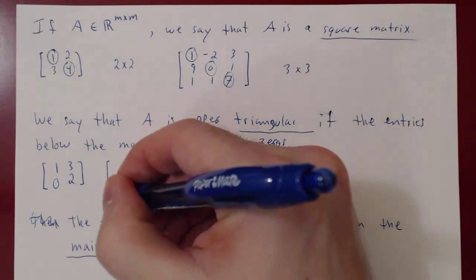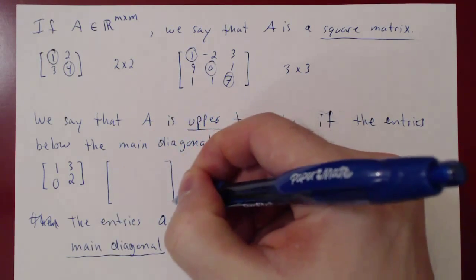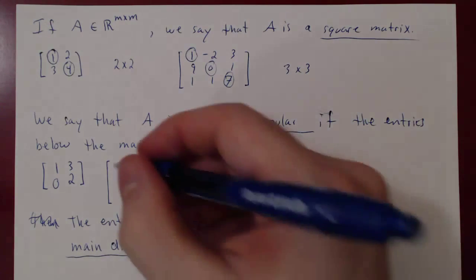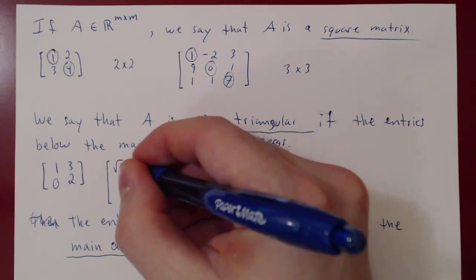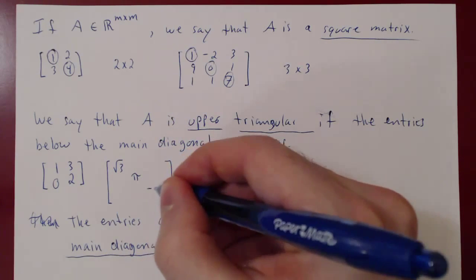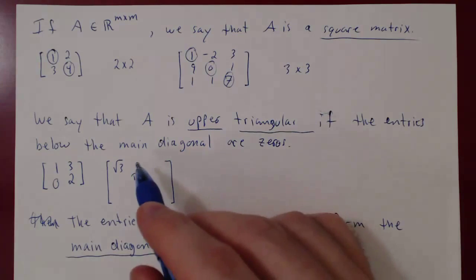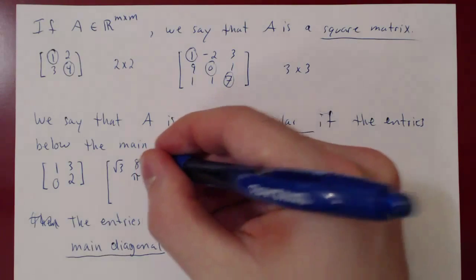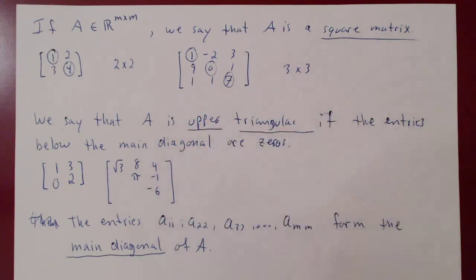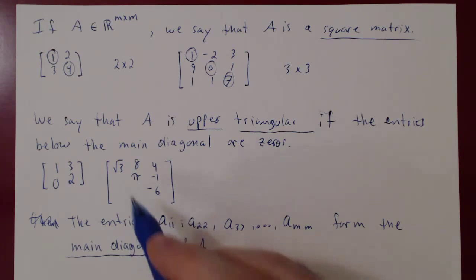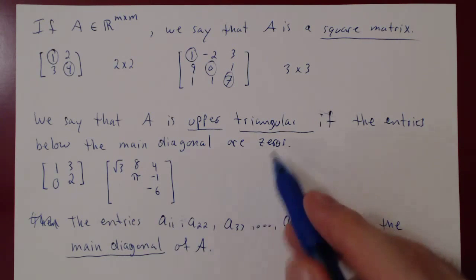Let's consider it 3 by 3. Once again, the main diagonal can be anything you want. So suppose it's root 3, pi, negative 6. The entries above can be also anything you want, say 8, 4, minus 1. But the three entries below have to be zeros.